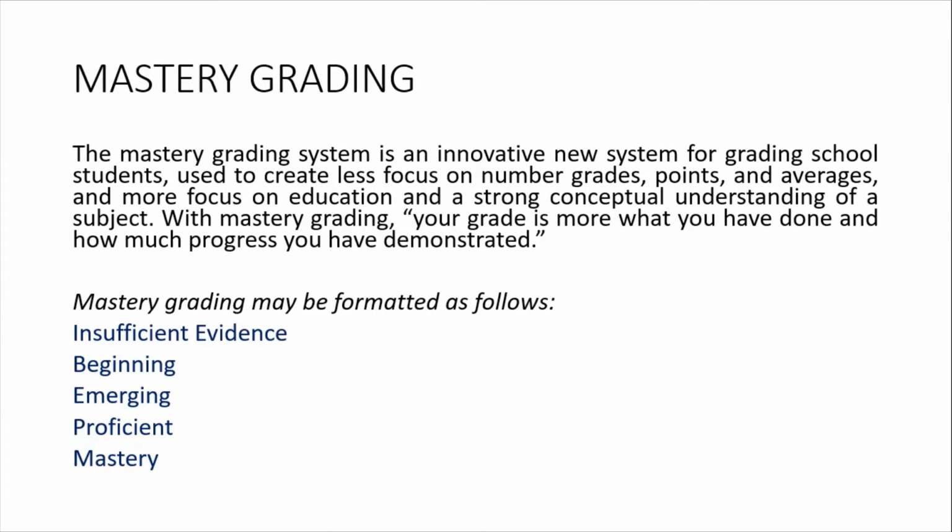Usually, they are rated with insufficient evidence, beginning, emerging, proficient, or mastery. And then you can give them 1.0, 1.25, and so on, based on the evidence of their mastery level. Or if you are in DepEd, then you can have did not meet expectations, proficient, approaching proficiency, and so on.